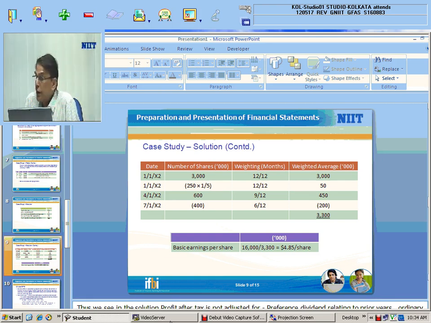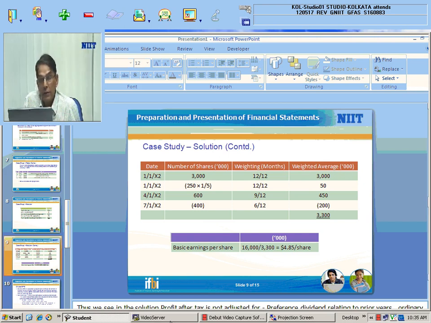For these 250,000 shares, first we take the fraction, because they are partly paid shares and only 1/5 has been paid. So you multiply it by 1/5, and the weighting factor is 12/12 because these were issued on 1st January and were there for the entire year. So 50 is the calculation that goes into the weighted average calculation.